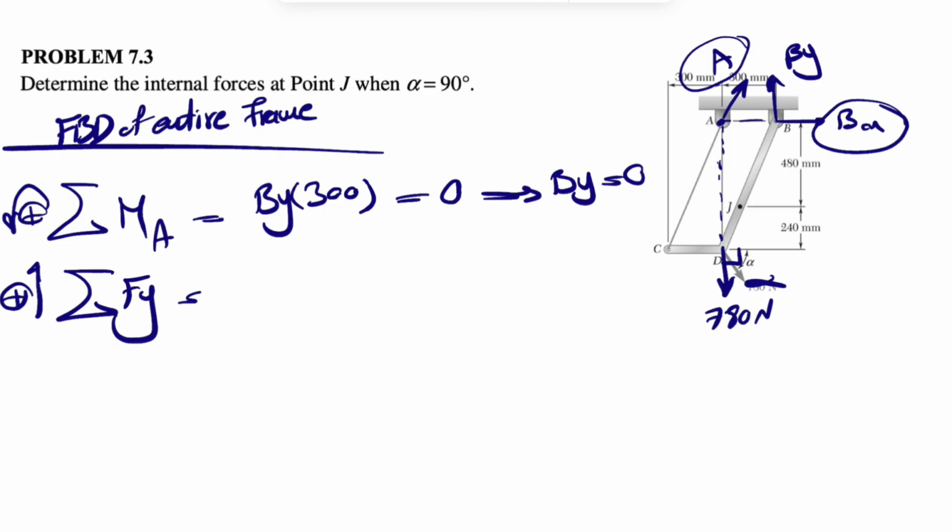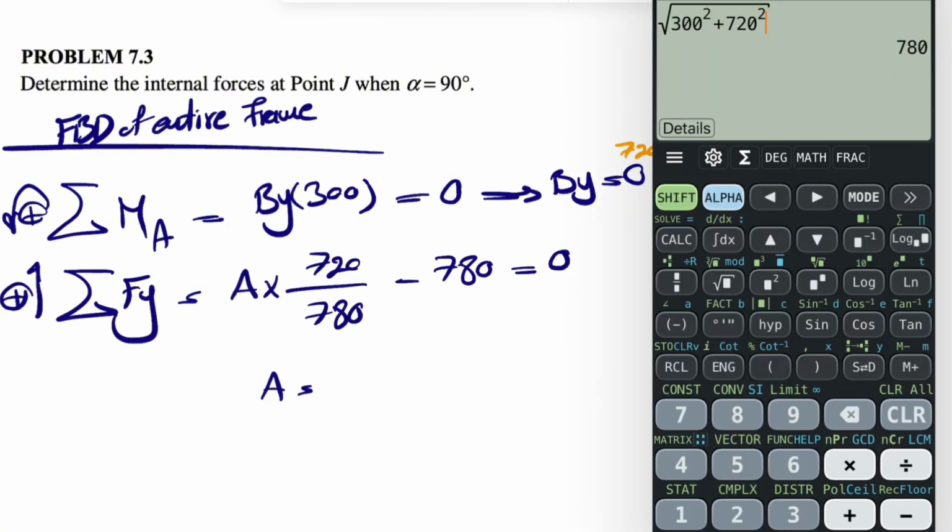So basically we have the y component of A, which is what we have in here. For doing that, we need to figure out some of the angles. So we can call this angle alpha. If we look at this right triangle that we have in here, we have 300 for this side. The other side is 480 plus 240, which is 720. So we can find the hypotenuse based on the Pythagorean theorem. 300 squared plus 720 squared is going to give us 780. So the hypotenuse is 780.